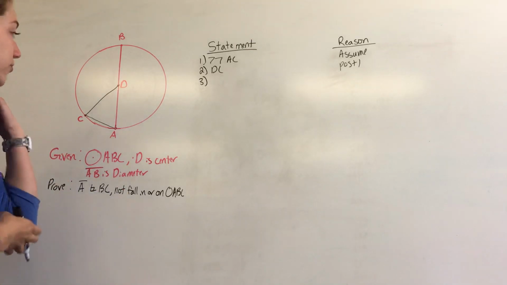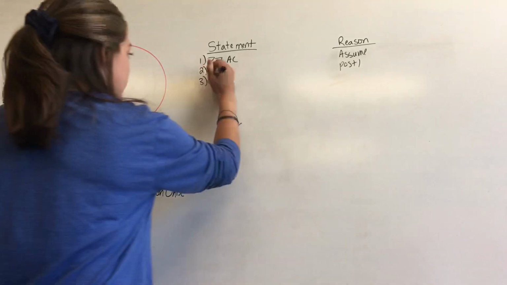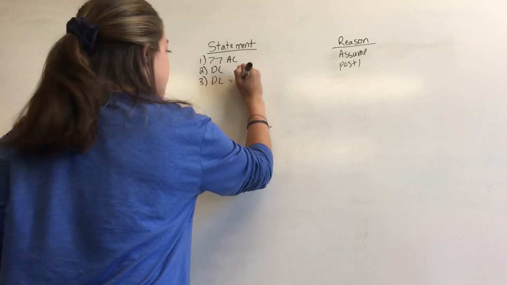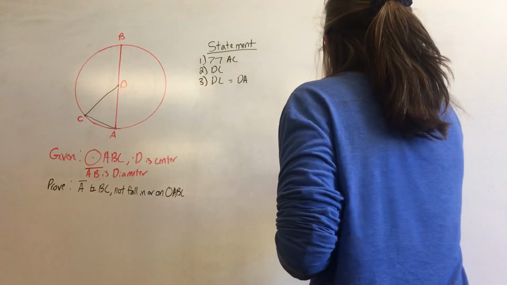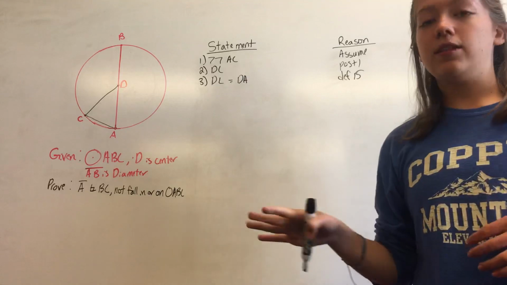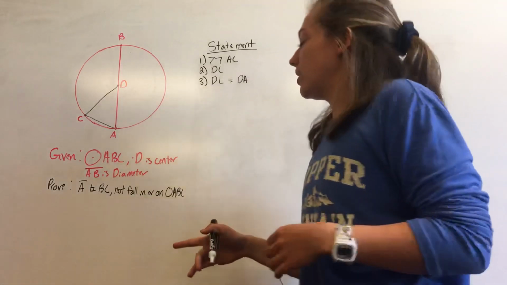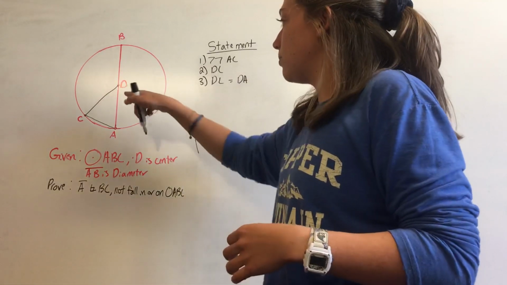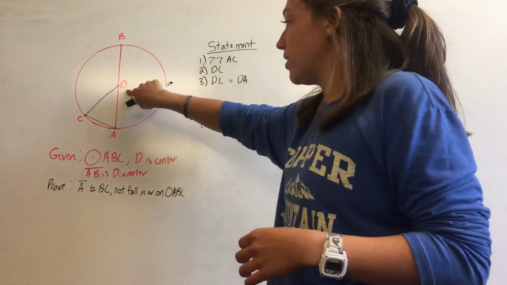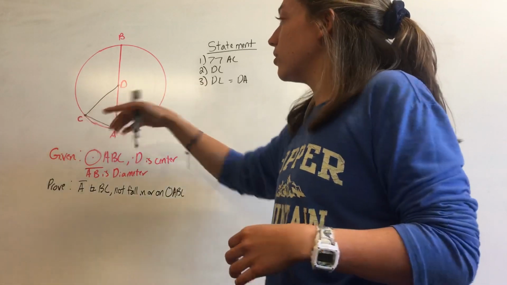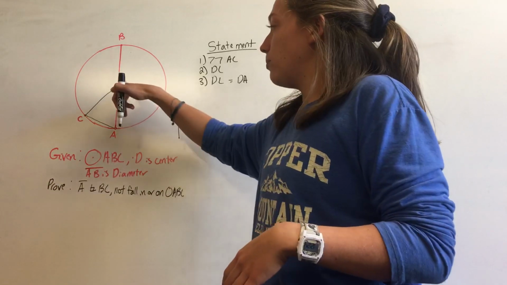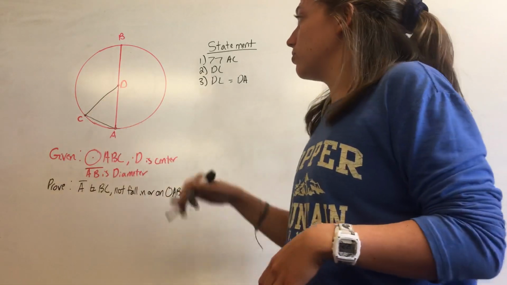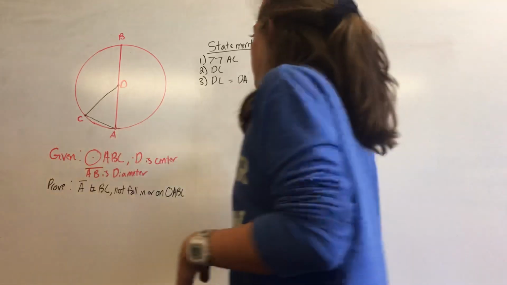So now that we've drawn DC, we know that DC is equal to DA, and we know this because of definition 15. Definition 15 is the definition of a circle, which says that if you have any line falling from the center to the outside of the circle, that it is equal to any other line falling from the center of the circle to the outside of the circle. So we know that DC and DA are equal.